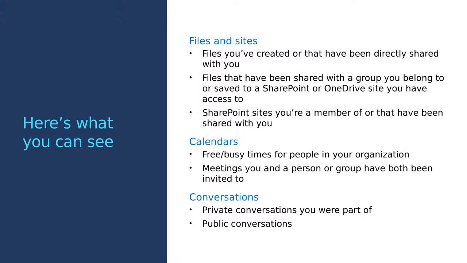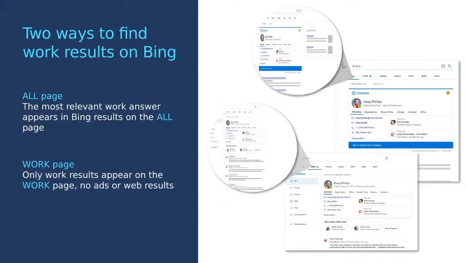Just to give you an idea of what you can see, there are files and sites, there are calendars, and there are also conversations. Again, if you don't have access to someone's calendar, you're not going to be able to go in and magically see their calendar. They're going to have to give you permission. The same is true with Teams conversations. When you go in to set up a Teams channel, it'll ask you if you want it to be private or public. If you already have access to it, you can still find it within search, or if it's public, you can also find it that way.